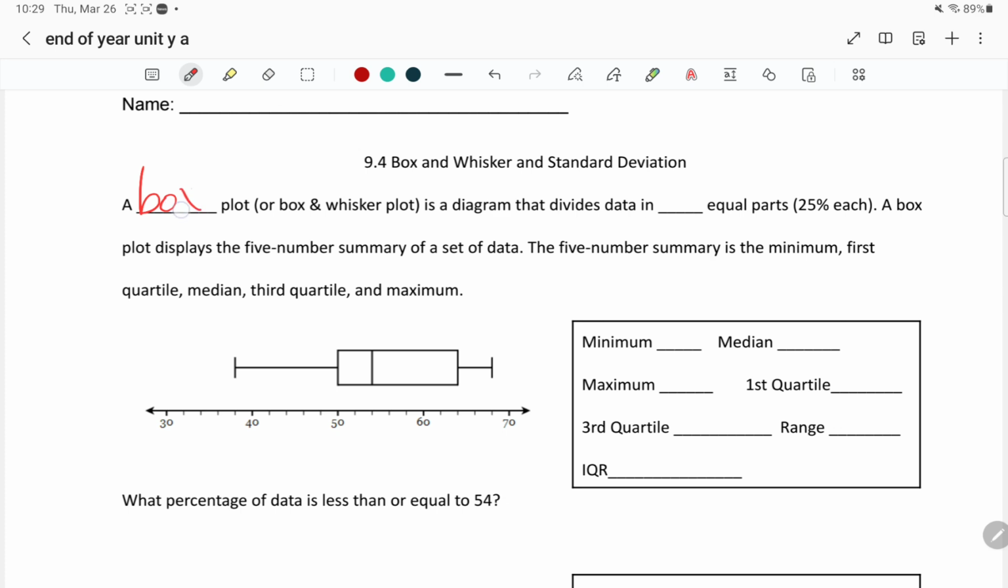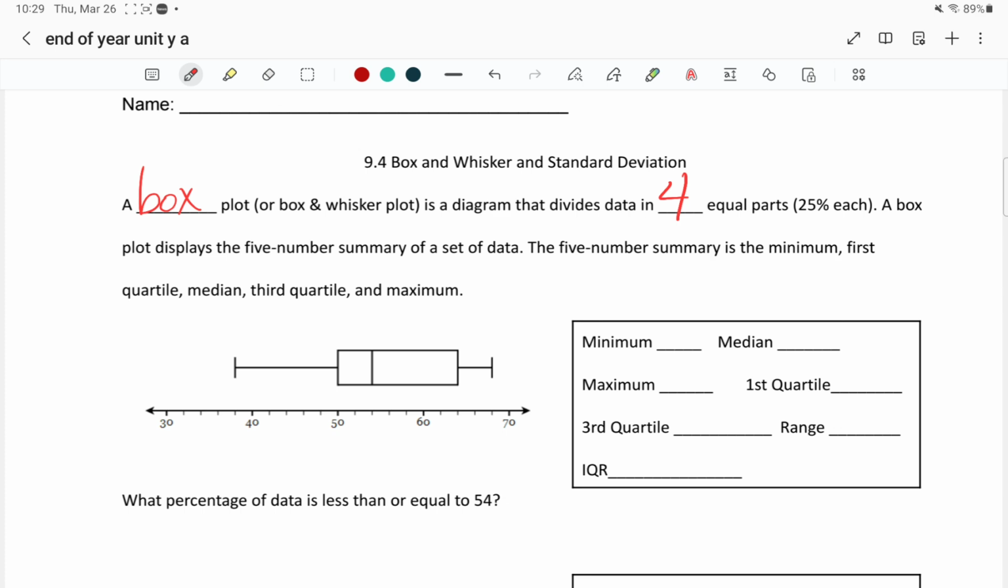So a box plot, or box and whisker plot, it can be called both, is a type of graph that divides the data into 4 equal parts, 25% each. So that means this whisker is 25% of the data. This is 25% of the data. That's 25%. So we can see how spread out some numbers are and how close together some numbers are.